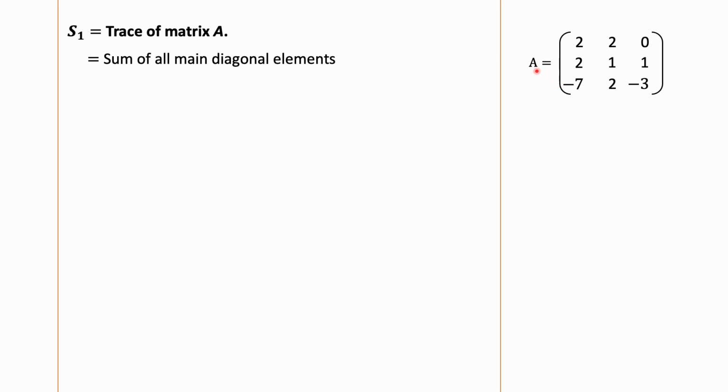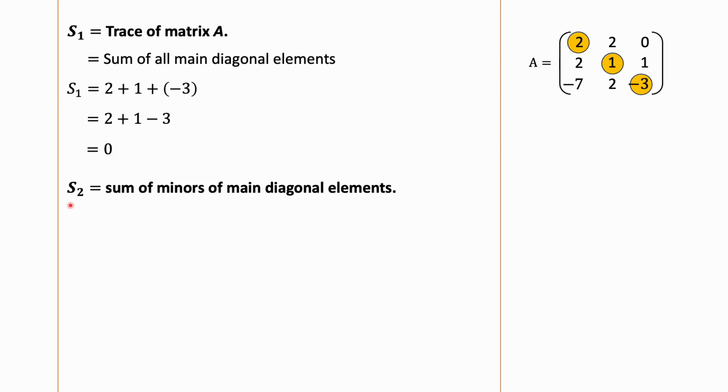S1 is equal to the trace of matrix A. It is equal to the sum of all main diagonal elements. We know the matrix A here. For this matrix, the elements 2, 1 and minus 3 are the main diagonal elements. Okay. If I add the values of all these 3 elements, I will get the trace of matrix A. Therefore, S1 is equal to 2 plus 1 plus negative 3. It is equal to 2 plus 1 minus 3. It is equal to 0. Therefore, the value of S1 is equal to 0.